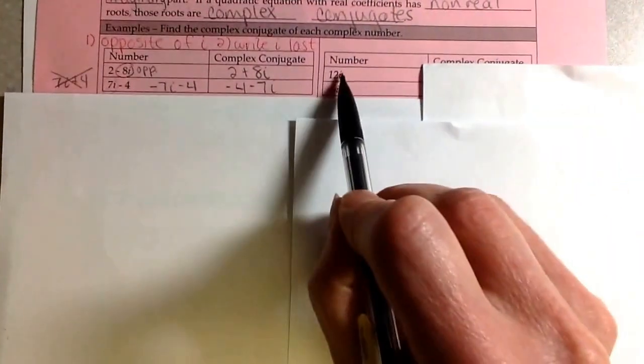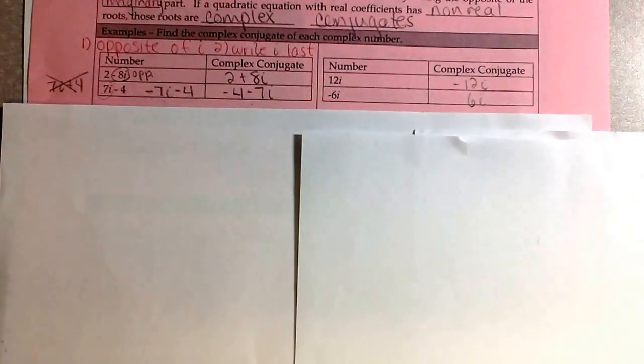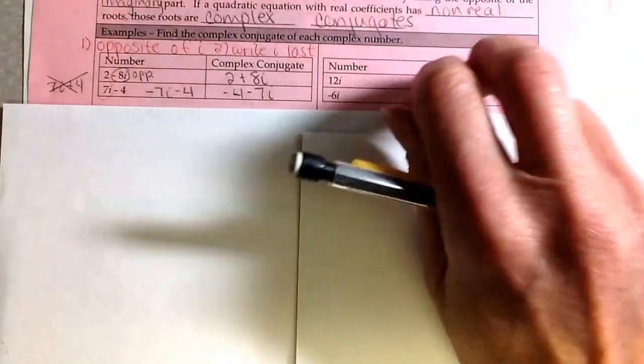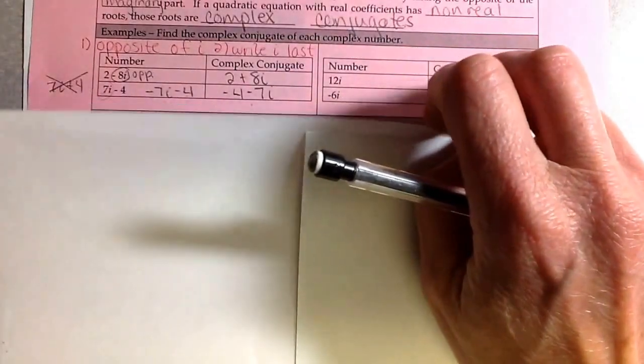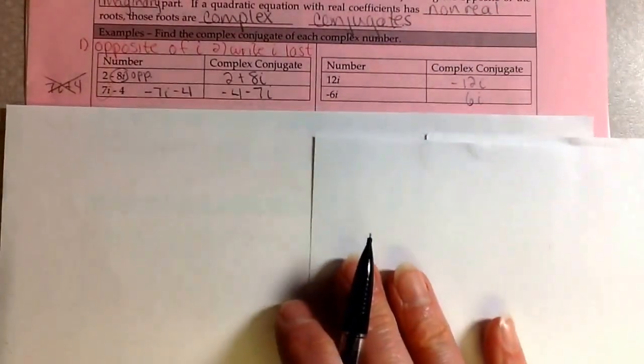Now, if you have numbers that look like this, where we just have an i here, you're going to just take the opposite of the i. So it's going to be negative 12i and 6i. So again, we won't be using those until we start doing division with complex numbers, but they're introduced in this section, so I did want to go over them. Okay, you have a few questions to try on your own.